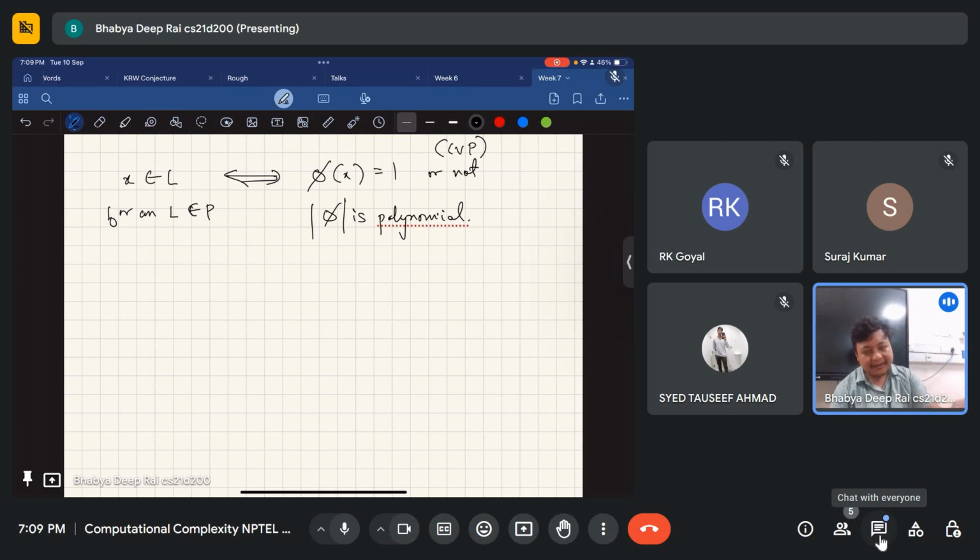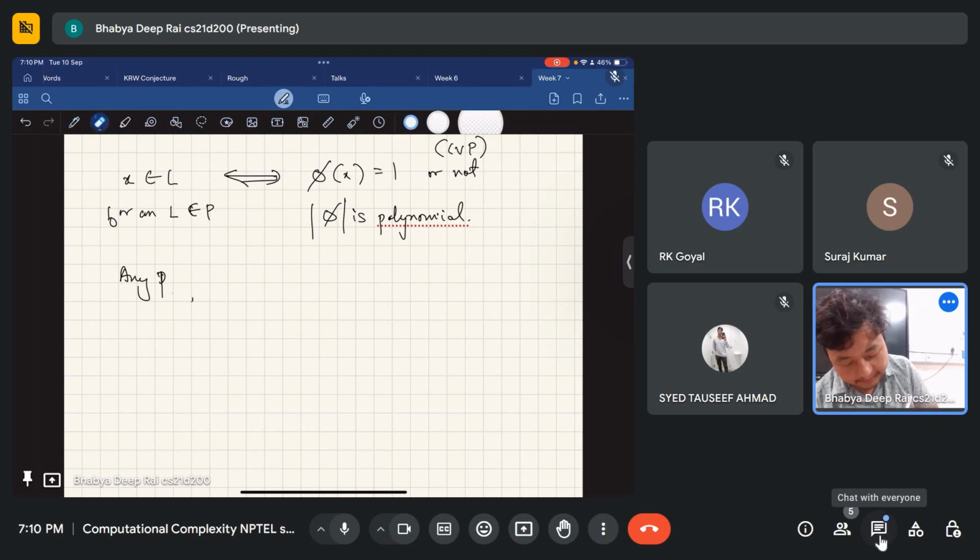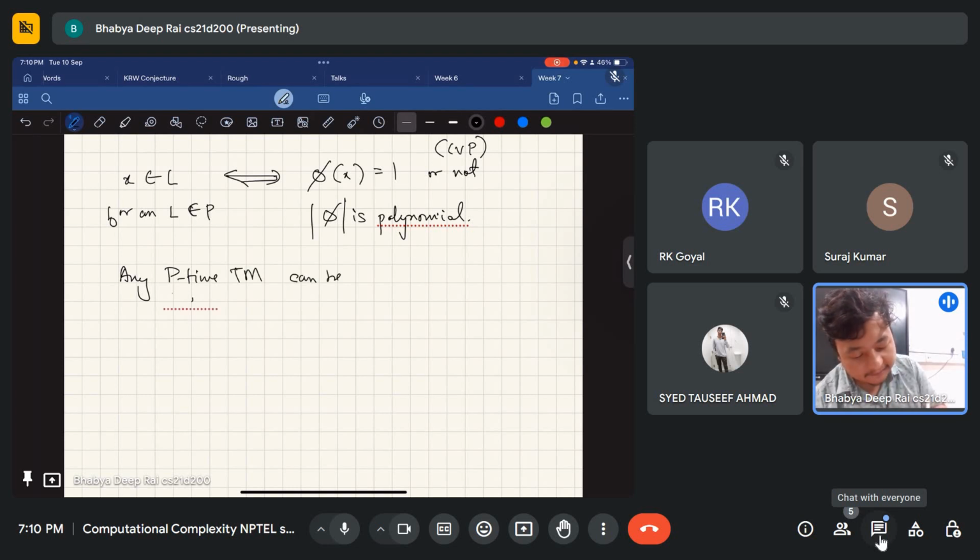Is it true that any polynomial time Turing machine can be converted to a poly-sized circuit family? Let me call it C.